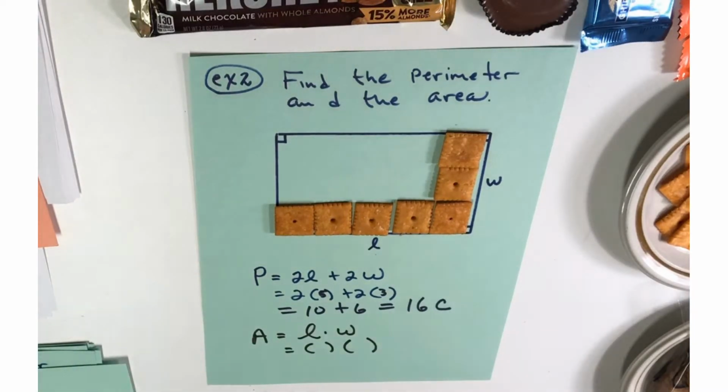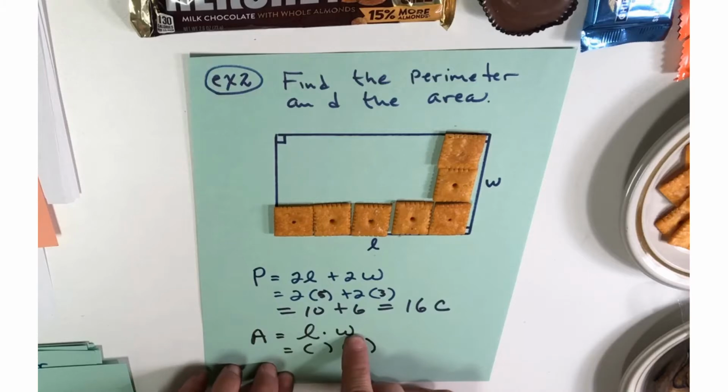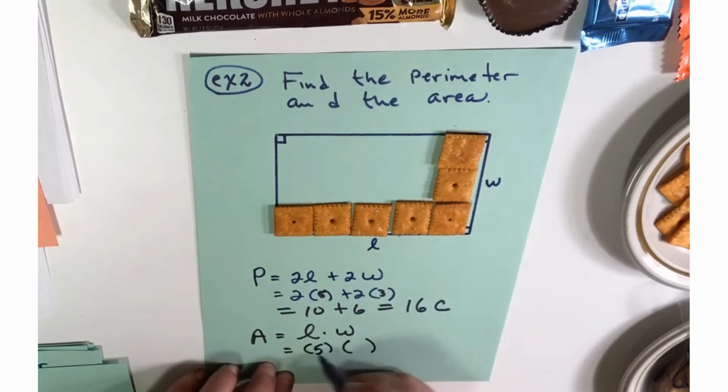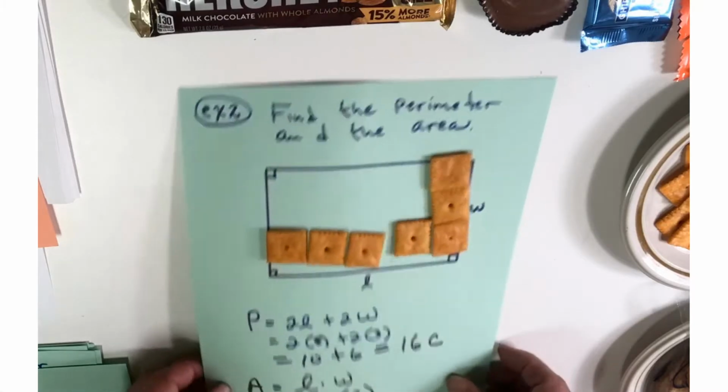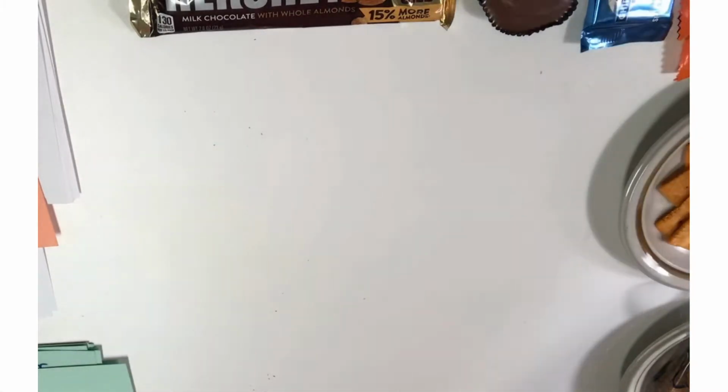Okay, what about the area? Well, the area is the length times the width. The length is 5 and the width is 3. That leaves me with 15 Cheez-Its squared. Remember, area is always square units. Okay? Takes care of the rectangle.